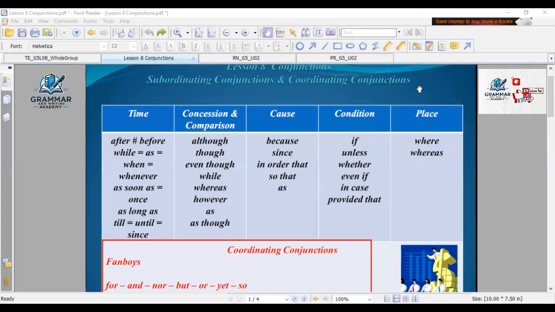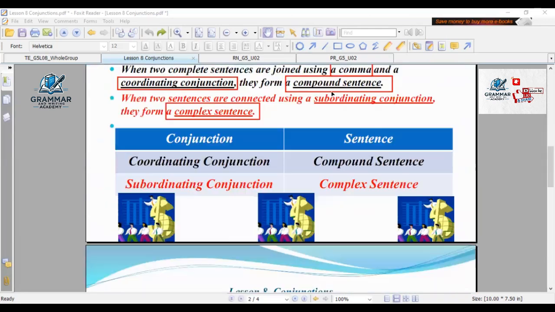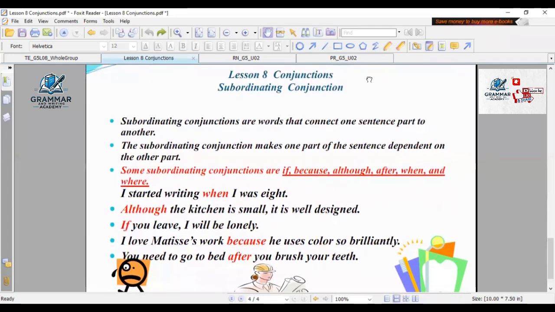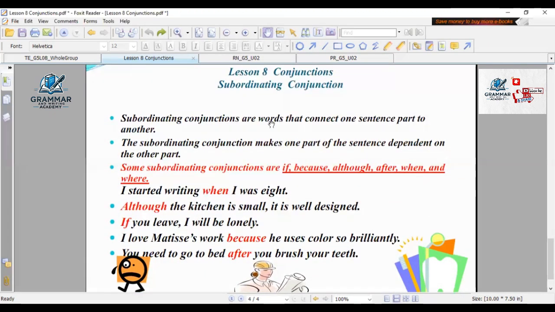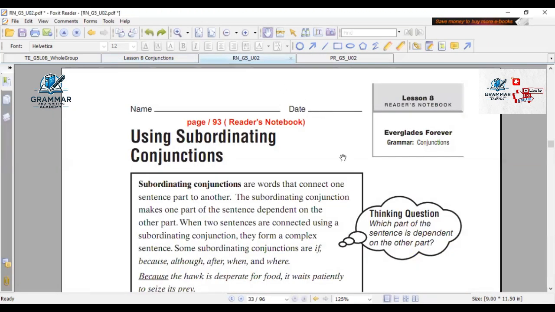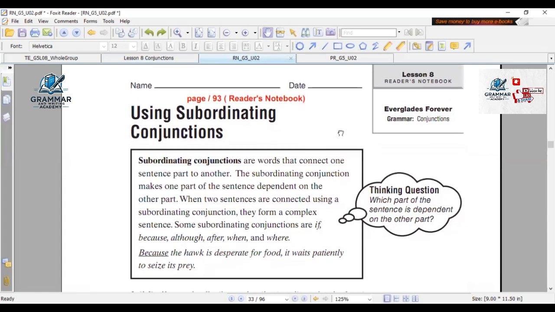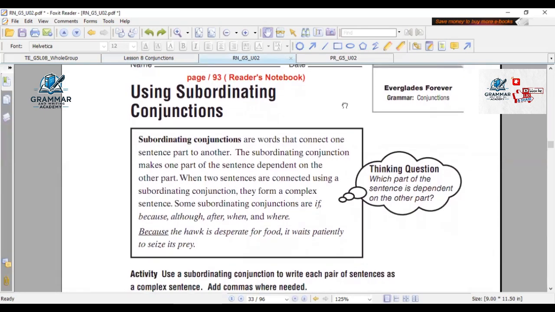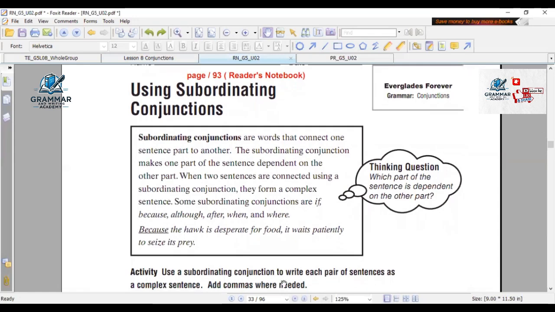These are the subordinating conjunctions, okay? I move right now to this sheet down. But before reading that, I have to move, because I'm going to add something here. I have to move to the Reader's Notebook page number 93, using subordinating conjunctions, okay? Ready? Pay attention, all of you, to what I'm going to underline here. This is very important.